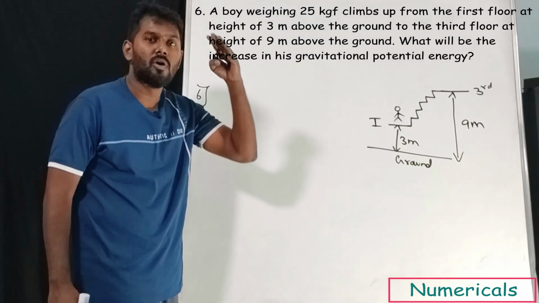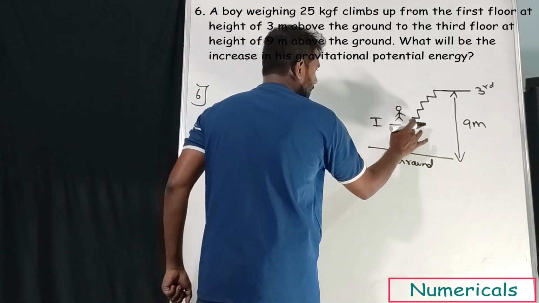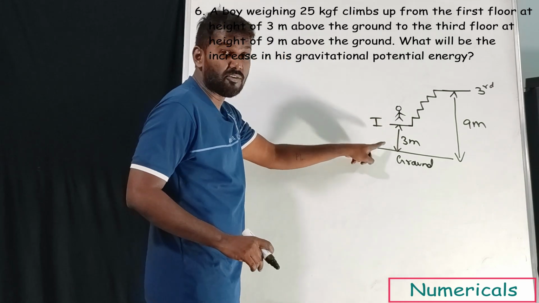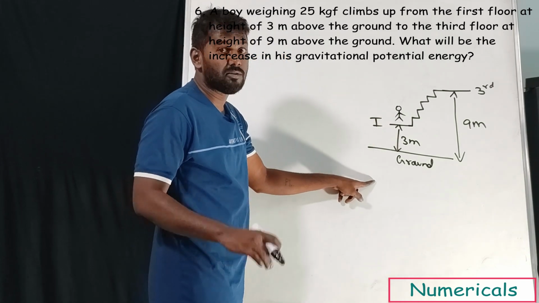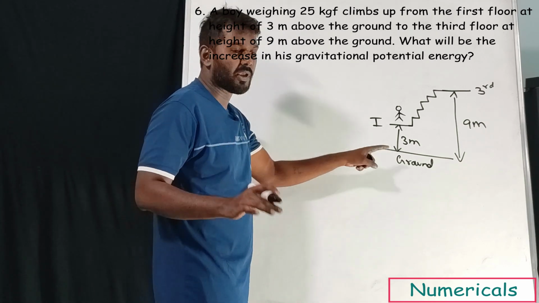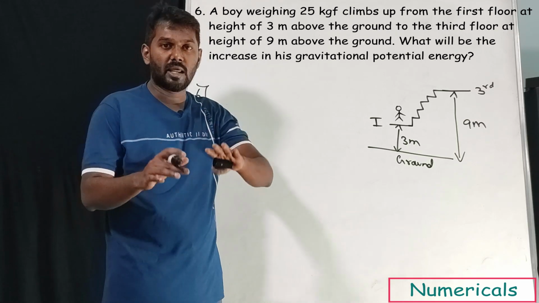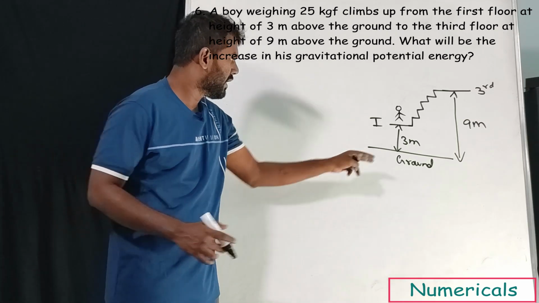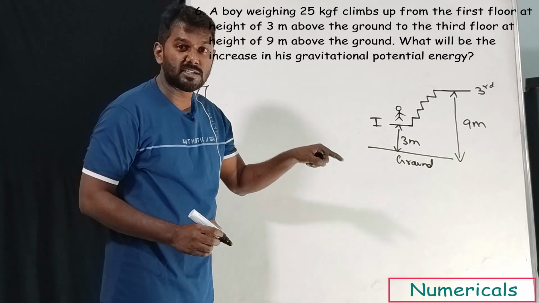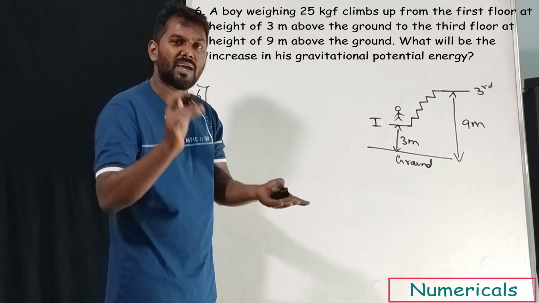Now we have to find the increase in his gravitational potential energy. Here he has some gravitational potential energy, correct? Why? Because he is not on the ground. If he is on the ground, gravitational potential energy will be 0. Why? Because height h value will be 0. If some object or some person is standing on the earth surface, then there will be no height, correct? If I am standing here on the earth surface, what will be the height? The distance between me and the earth, I am standing on the earth, so height or distance will be 0.